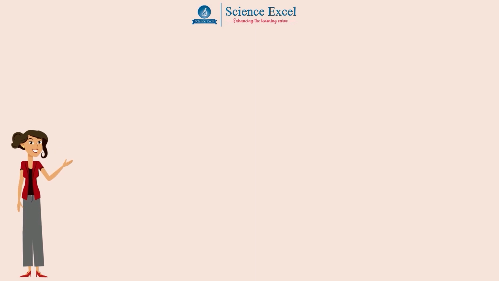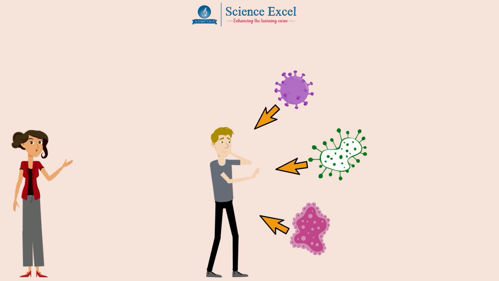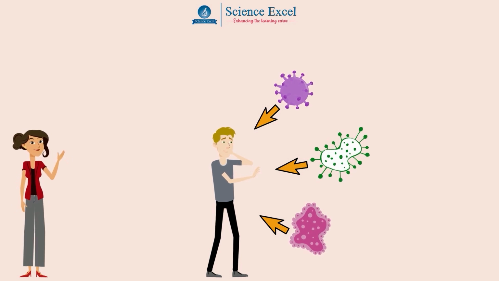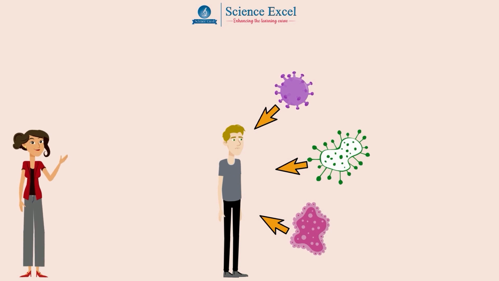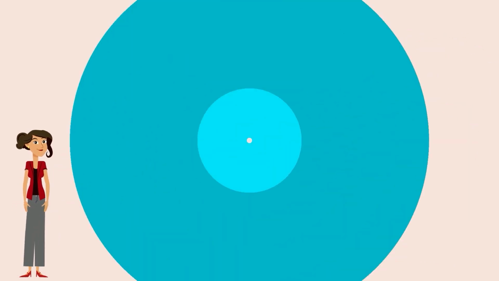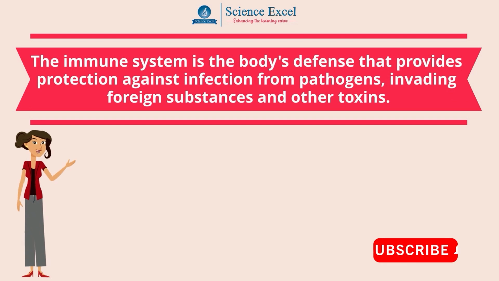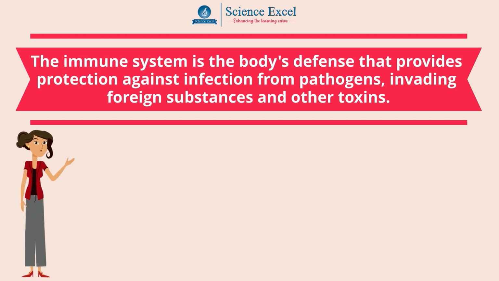Even though our bodies constantly encounter potentially harmful disease-causing organisms or pathogens like bacteria, viruses, etc., yet we don't fall ill every other day. This is due to our body's multi-layered immune system which keeps it running smoothly. What is this immune system? The immune system is the body's defense that provides protection against infection from pathogens, invading foreign substances and other toxins. In simple words, it attacks pathogens and helps keep us healthy.